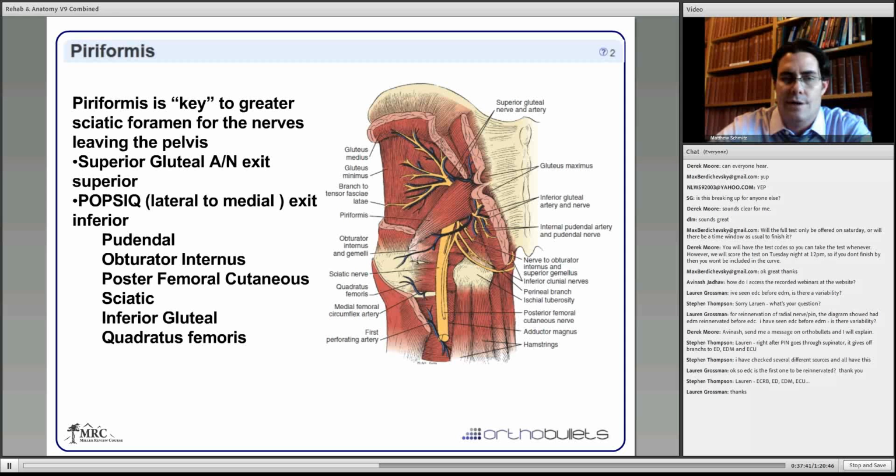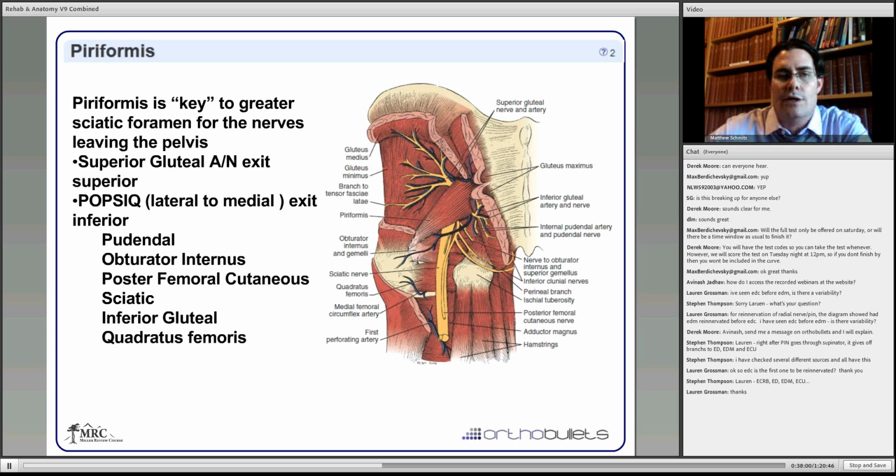leaves inferior. How you remember what leaves inferior is up to you, but I think one of the easiest ones is POPS IQ. So as we move from lateral to medial, as they exit inferior, you get your pudendal nerve, your nerve to the obturator internus, your posterior femoral cutaneous nerve, your sciatic nerve, the inferior gluteal nerve, and then the nerve to the quadratus femoris.